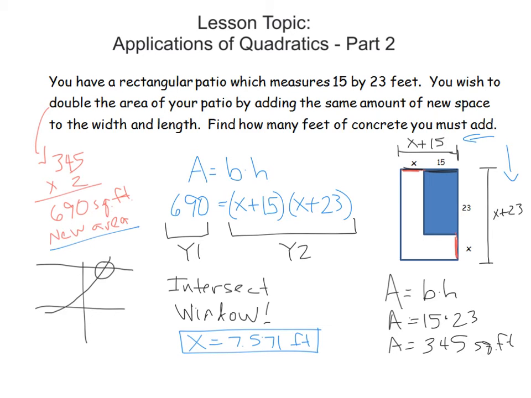Again, there's one more value way over here somewhere. It is actually at about negative 45 for the x value, and of course we can't add a negative 45 units to a patio, so that negative value will not work. We just have our one answer.